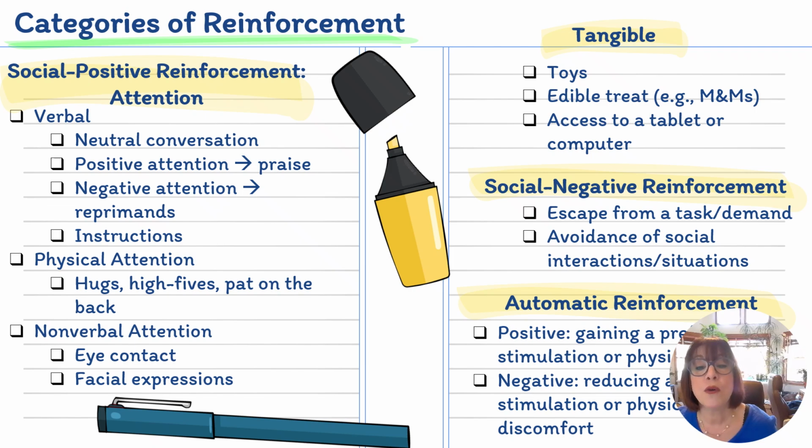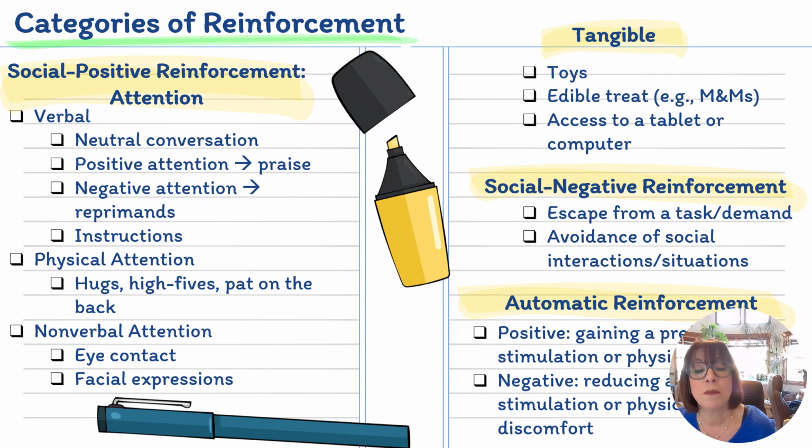This slide goes more into detail regarding reinforcement, the consequences that increase the likelihood of a behavior occurring again. And there's several types of social positive reinforcement. It could be verbal. Attention comes in many forms. Even getting reprimanded is a form of attention. Attention can be more physical. It can also be nonverbal.